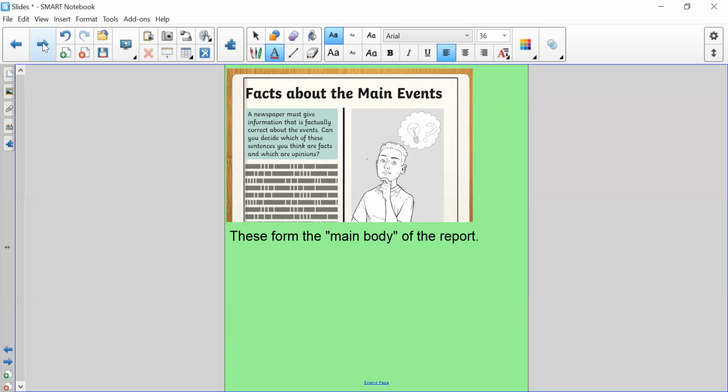Facts about the main events. A newspaper must give information that is factually correct about the events. Can you decide which of these sentences on the next slide you think are facts and which are opinions? And these form the main body of the report when you go into more detail about what happened.